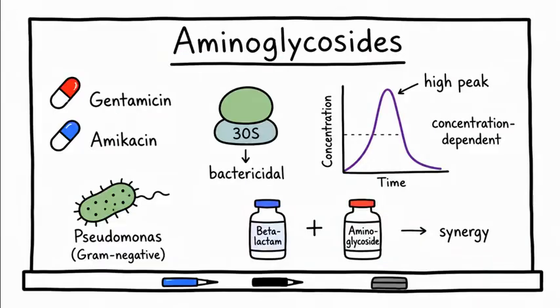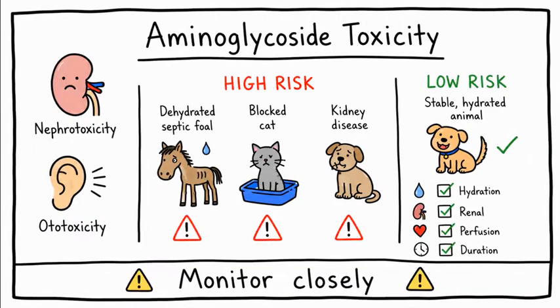Next are aminoglycosides, like gentamicin and amikacin. These bind the 30S ribosomal subunit, but unlike tetracyclines, aminoglycosides are bactericidal and concentration dependent. That means they kill better when they reach a high peak concentration. They are especially useful for serious gram-negative infections, including some Pseudomonas infections, and they can work synergistically with beta-lactams in some situations. The major warning is toxicity.